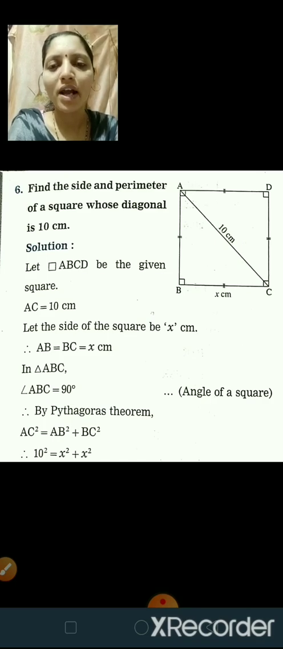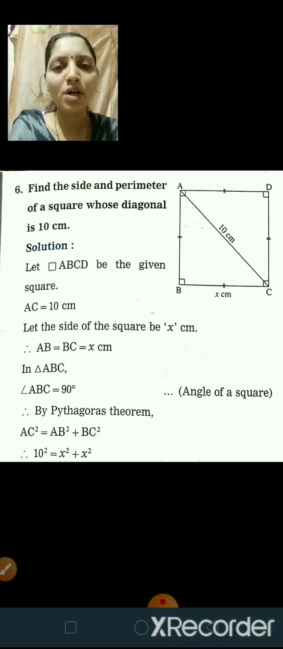Let quadrilateral ABCD be the given square. Then the diagonal is given as 10 cm, hence AC will be equal to 10 cm. Let the side of the square be x centimeter. Then we can say that AB is equal to BC is equal to x centimeter, because we know that in a square all sides are equal. That is the property of a square.